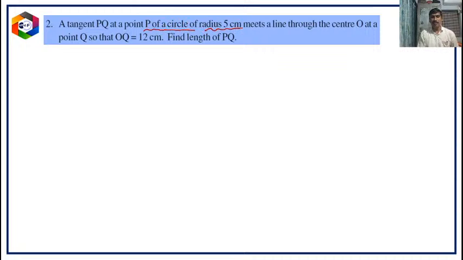And the radius is given as 5 centimeters. OQ means Q is the external point and O is the center. O to Q, the distance from the external point to the center, is given. So that is okay. Let us draw the relevant diagram here.